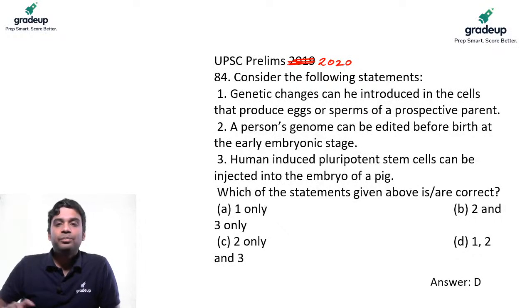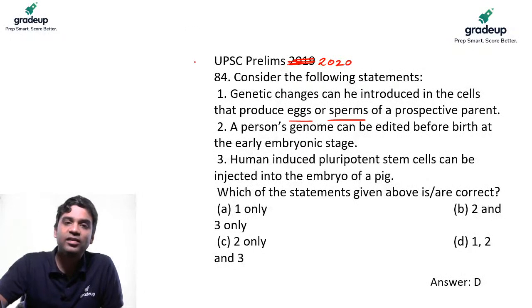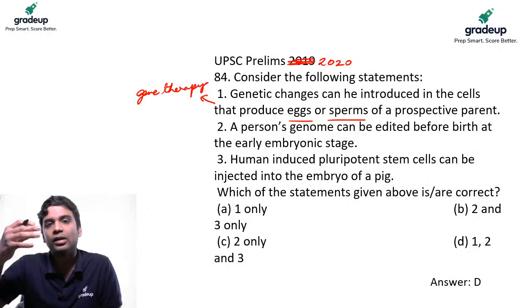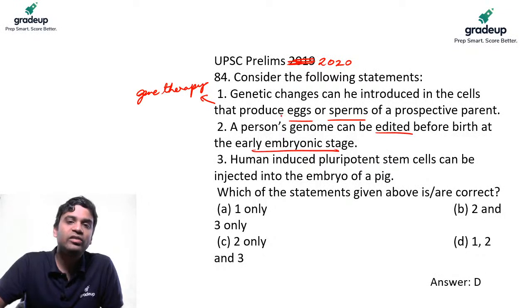So in this question, the first one we have: genetic changes can be introduced in cells which produce eggs or sperms of a prospective parent. This is your gene therapy. Okay. This is a different aspect where germline cells you are editing so that you'll get genetic changes. And a person's genome can be edited before birth at the early embryonic stage. This is what HJNK had done. This is your gene editing.